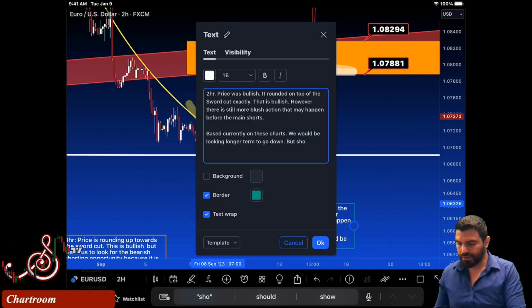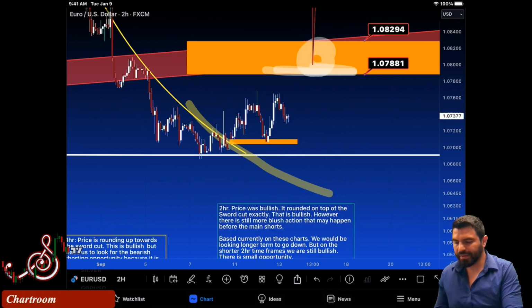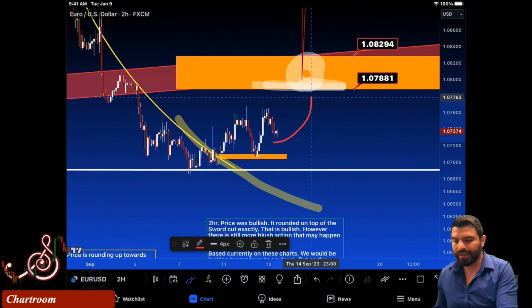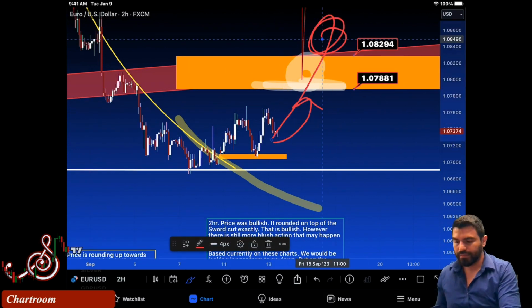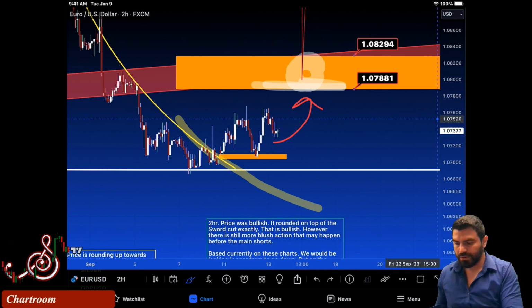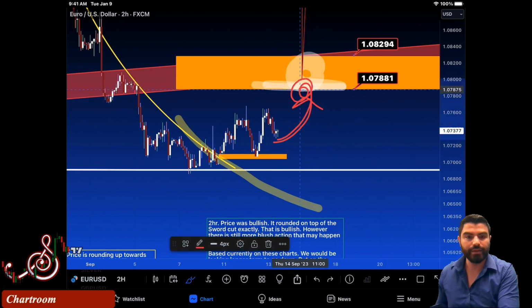But on the shorter 2-hour time frames, we are still bullish. There is small opportunity. So there's opportunity to make money between here and here. That little range. Not all the way to the moon, no. Not forever, no. Short time. Get in, get out like a secret agent.